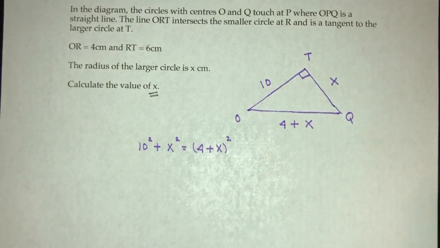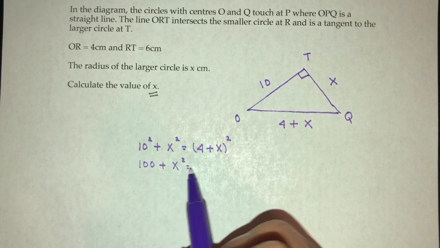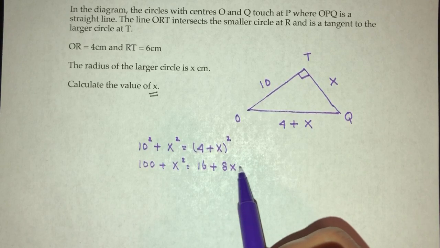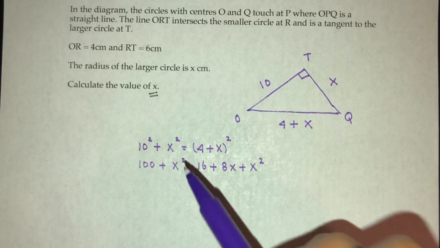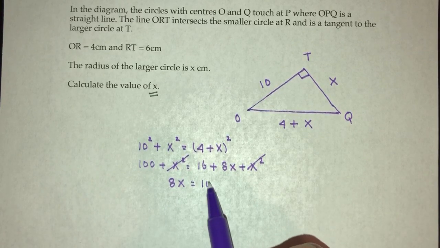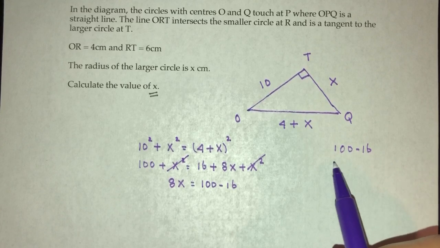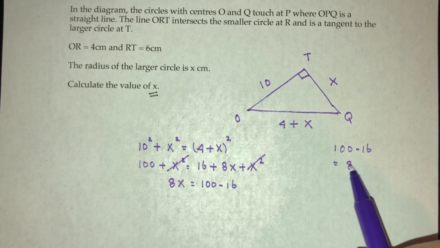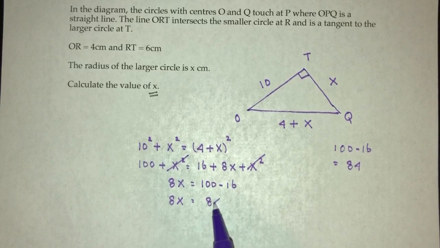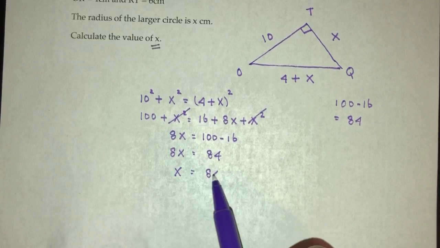So we can simplify and see what happens. That is 100 plus x squared, that is 16 plus 8x plus x squared. The x squared will cancel out. You'll have 8x equal to 100 minus 16. What is that value? That will be 84, right? So 8x will be 84. So let's find the value of x. x has to be 84 divided by 8.